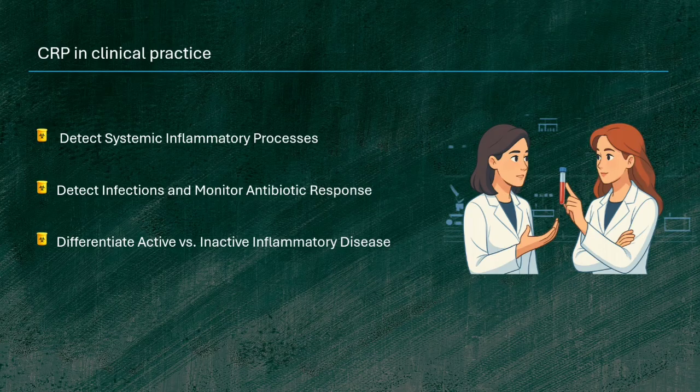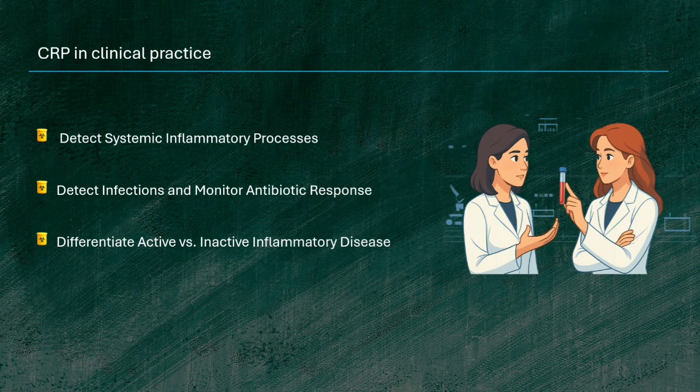2. Detect infections and monitor antibiotic response. CRP is especially useful in bacterial infections, where levels can rise dramatically, often greater than 100 milligrams per liter. Initial diagnosis: elevated CRP supports the presence of infection, especially when combined with clinical signs like fever and leukocytosis.